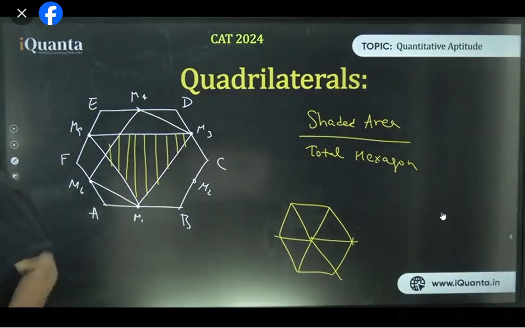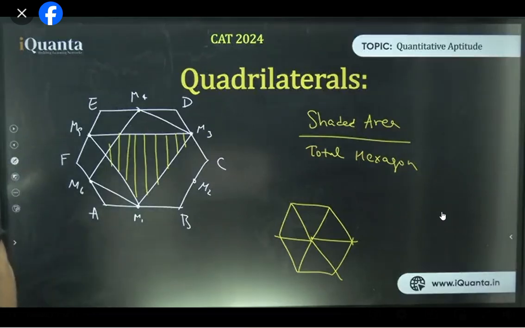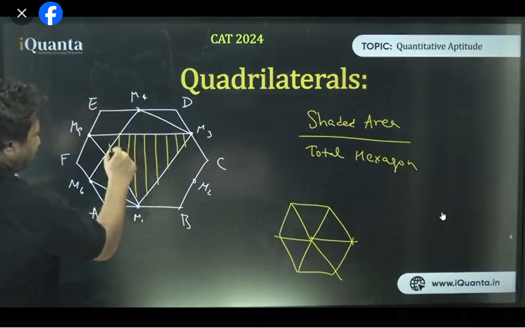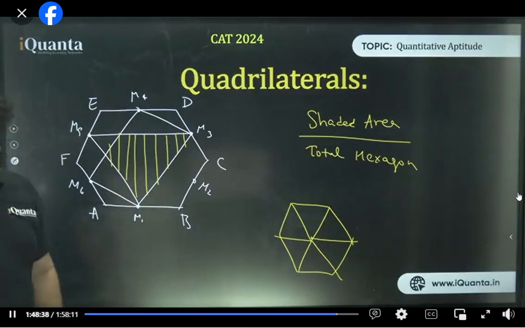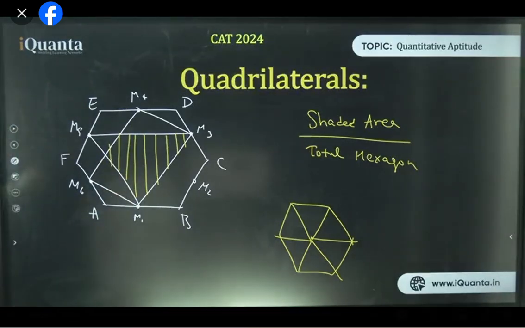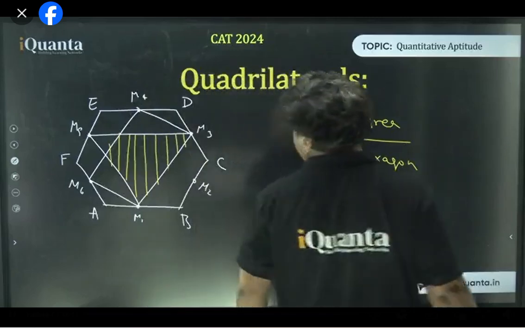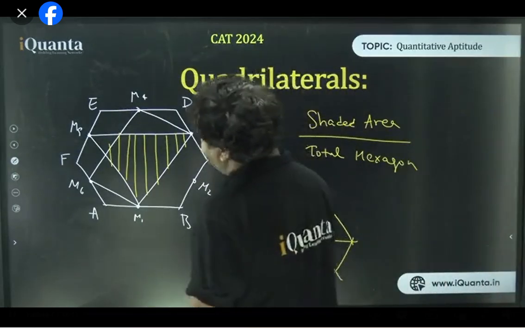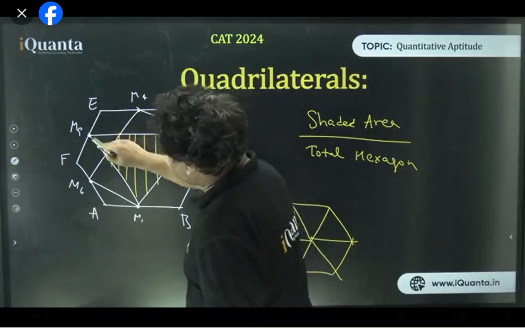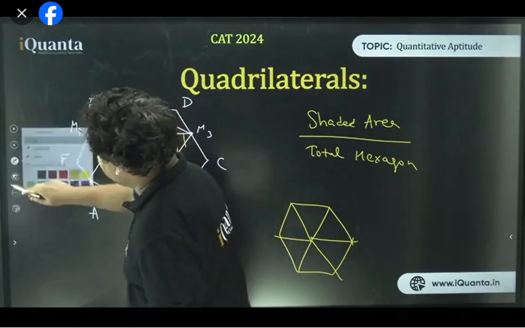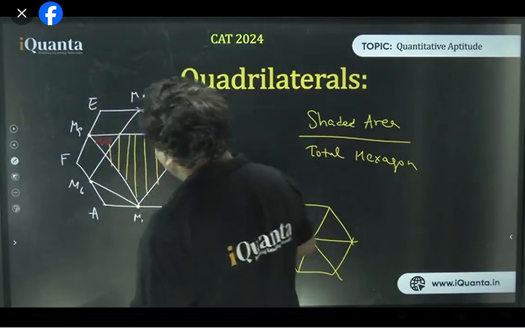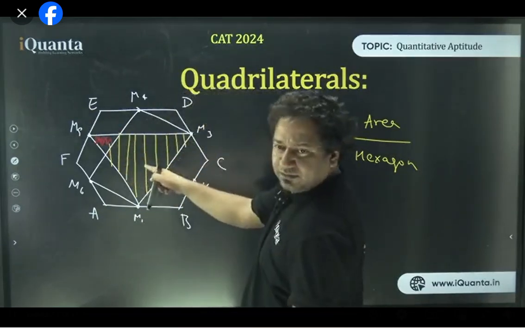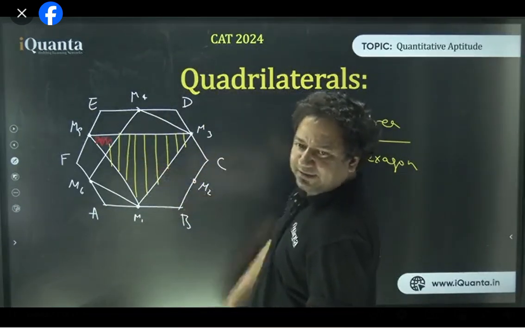Some people getting 1 by 3, some getting 1 by root 3. How to approach? Tell me something. The shaded region is nothing but an isosceles trapezium. Yes or no? The shaded region is an isosceles trapezium, isn't it? We can calculate its area by calculating the area of this triangle, and then subtracting the small triangle from it. So if I mark it like red, if I calculate the area of M1, M3, M5, and then subtract this red one, I'll get area of trapezium. Yes or no? Right?